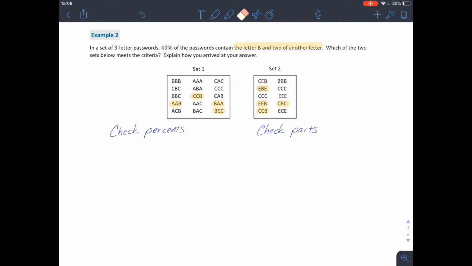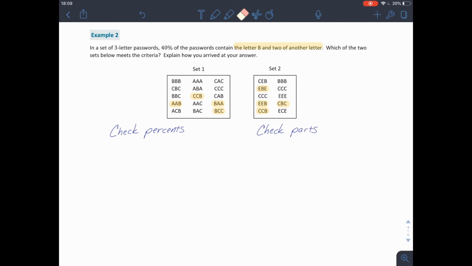We can either check each set to see what their percents are to find which one has 40%, or we can use 40% to try to find the part that goes with the whole of each set and match that up to how many in each set have the letter B and 2 of another letter. You can pause the video here to try one of those strategies on your own.